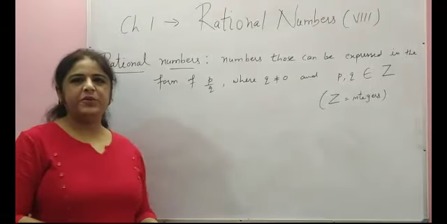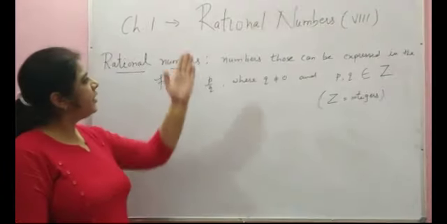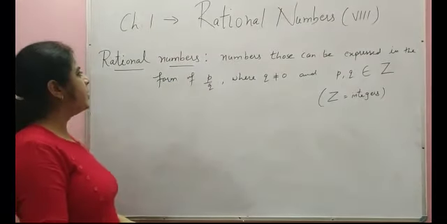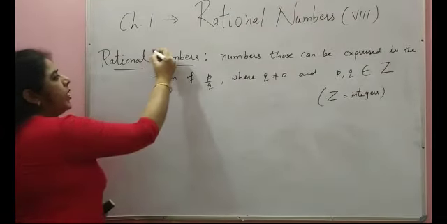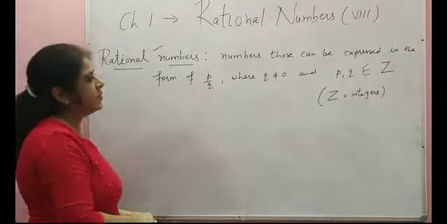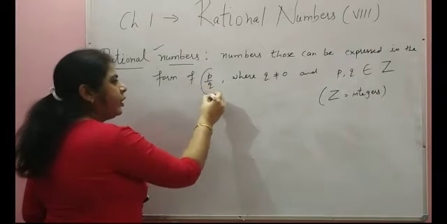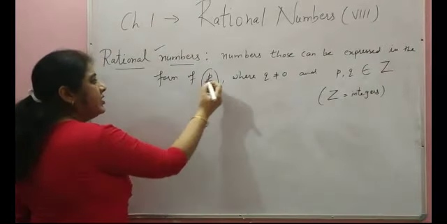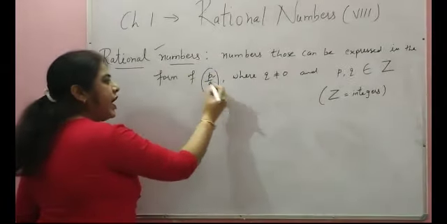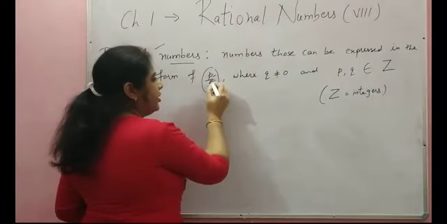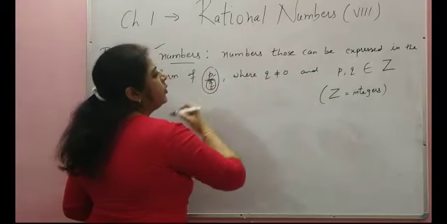Hello everyone. Today we are here with the chapter Rational Numbers. Chapter 1, class 8, Rational Numbers. First we will discuss what rational numbers are. Numbers that can be expressed in the form of p by q. p by q means you have a numerator and denominator, but with the condition that the denominator will not be equal to 0.